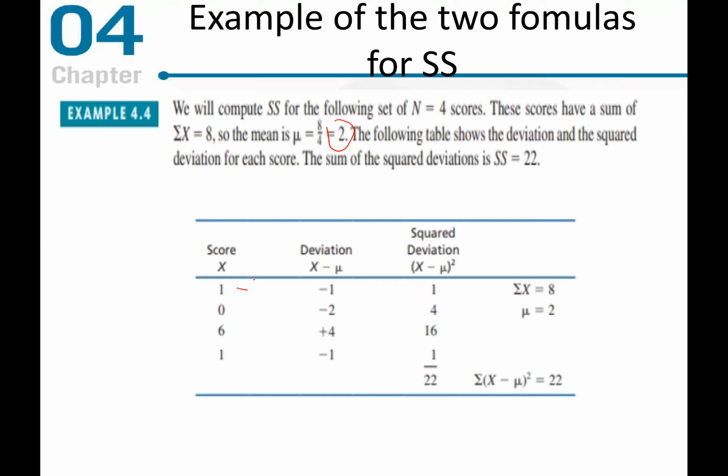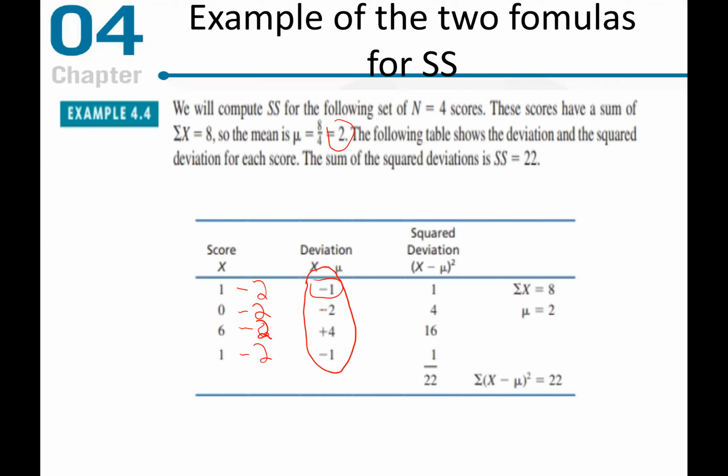So 1 minus 2 gives us -1. 0 minus 2 gives us -2. 6 minus 2 gives us 4. And 1 minus 2 gives us -1. If you sum the deviation scores, this should add to 0. This is a cross check to make sure you've done everything right up to that moment. So let's make sure this adds to 0.